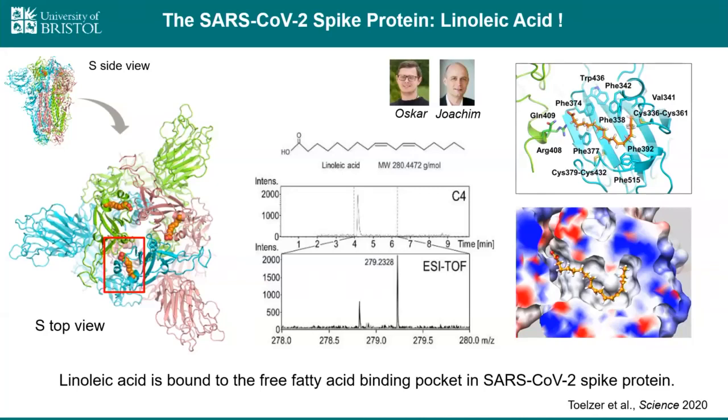And so indeed, there have been particles which could not bind to the surface. And linoleic acid binding interferes with the receptor interaction. We also tested this with live SARS-CoV-2 virus.